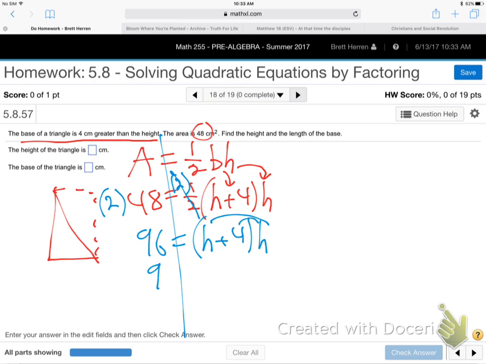So the h distributes, h squared plus 4h.